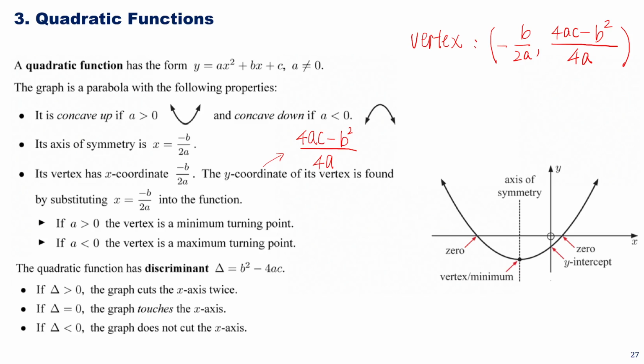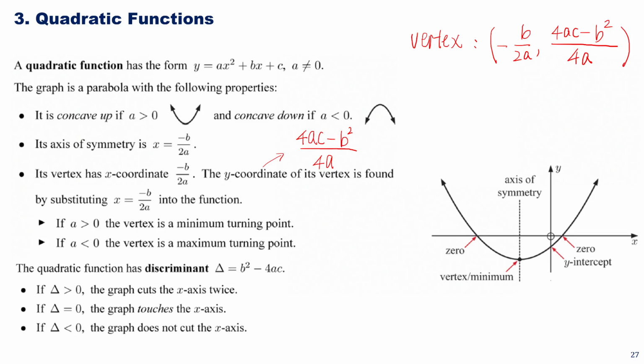And of course, if a is greater than 0, the vertex is the minimum turning point, and if a is less than 0, then the vertex is the maximum turning point. So we'll talk about the concept of minimum, maximum, and turning point in our later lessons. And also, the quadratic function has a discriminant delta, which is defined as b squared minus 4ac. And the value of delta determines whether the graph will cut the axis 0 times, 1 time, or 2 times.